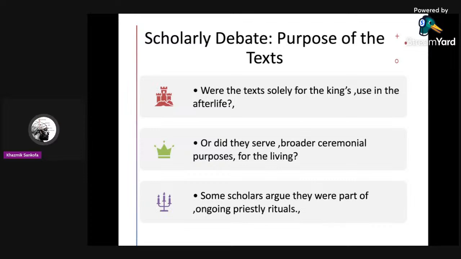So here's the debate on the text. Were the texts solely for the king's use in the afterlife, or did they serve broader ceremonial purposes for the living? I'm making this argument that the text was not just for the king, but because of the way in which the temple was aligned, it was for ceremonial purposes for the living.